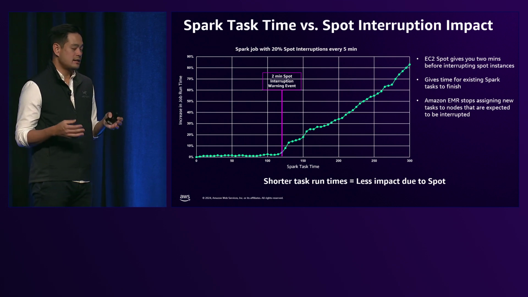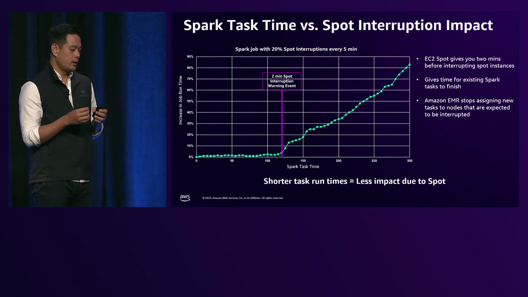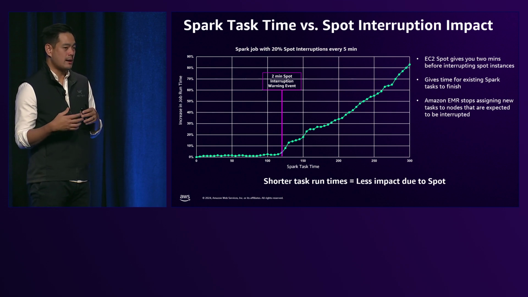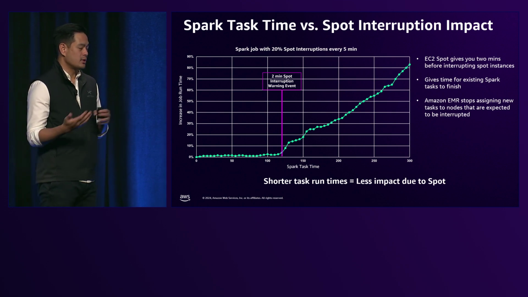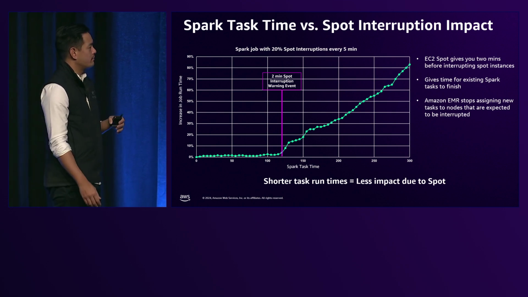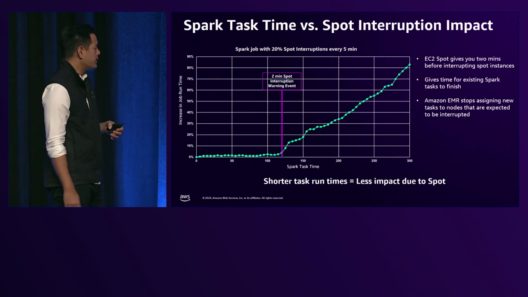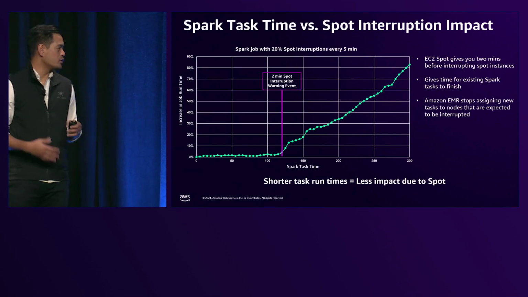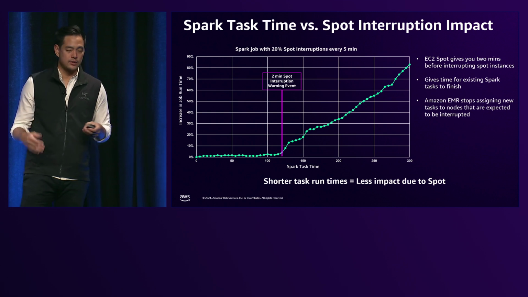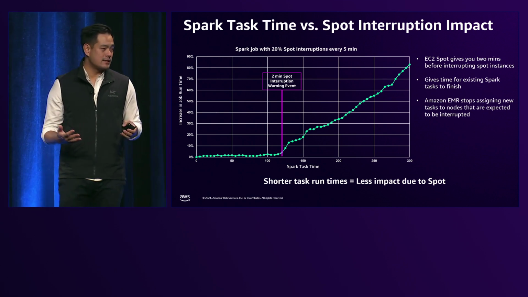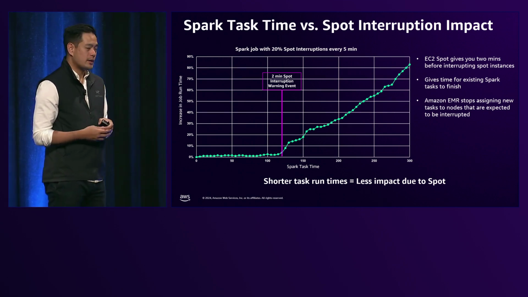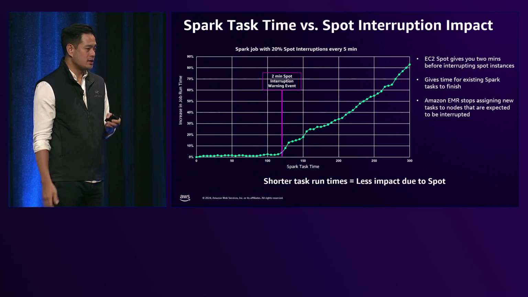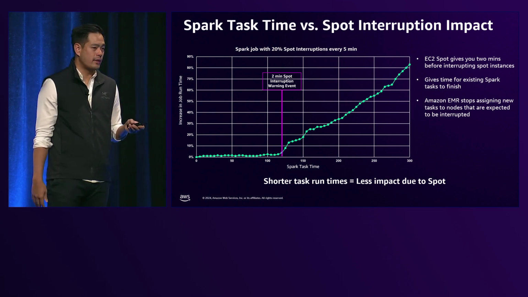So if your Spark tasks are under 120 seconds, you'll have enough time to finish before EC2 takes it away. In addition to this, EMR has a feature where once we know a node will be taken away due to Spot, we stop assigning tasks to it. So that also prevents failures and having to rerun. So the key takeaway here is shorter task runtimes equals less impact due to Spot. I know that in some cases you can't control the task runtime due to the data or application. So in those cases, it may be better to run them on-demand.